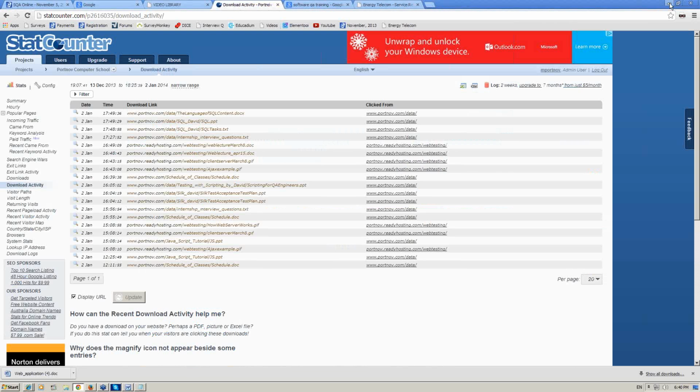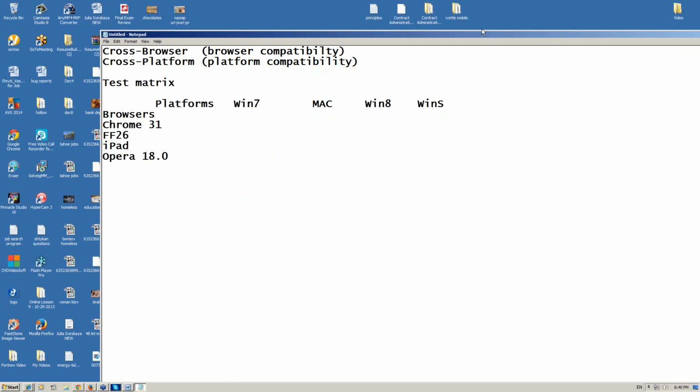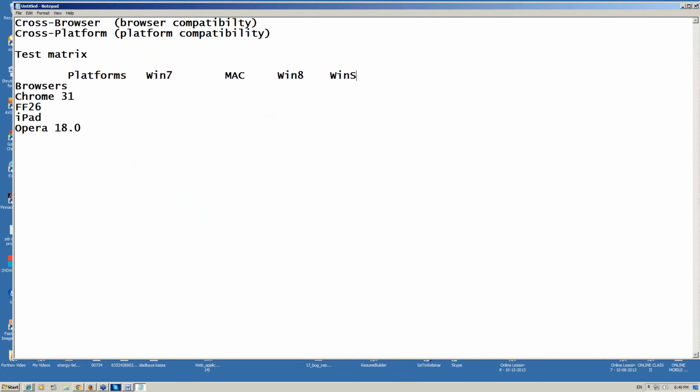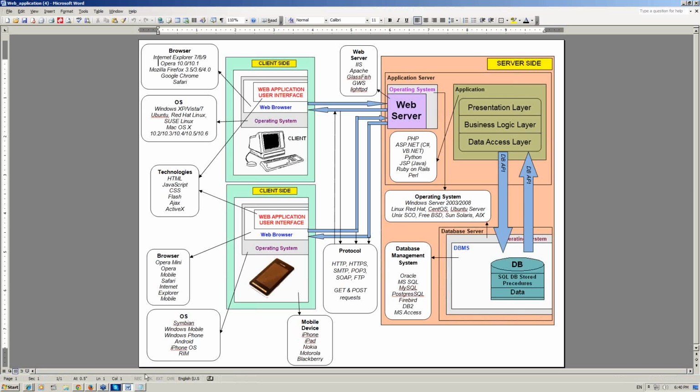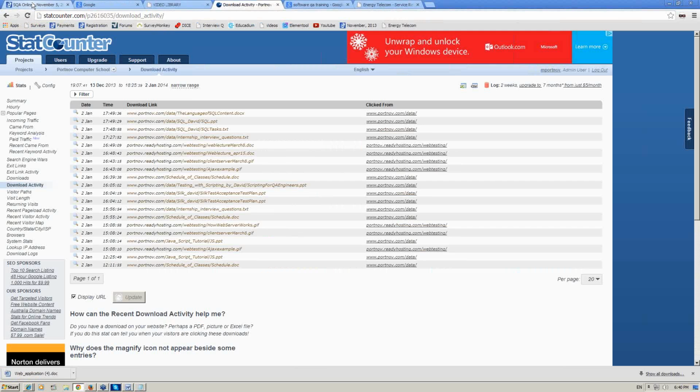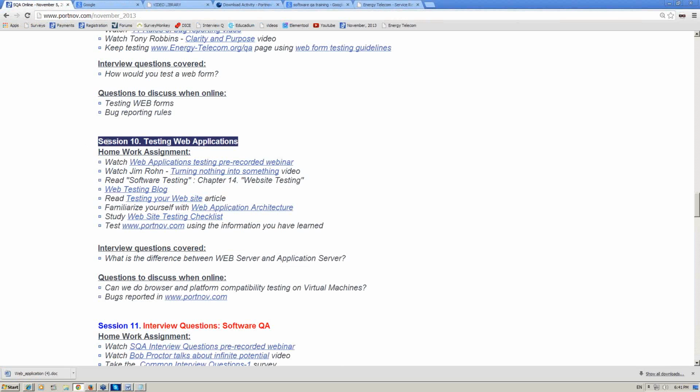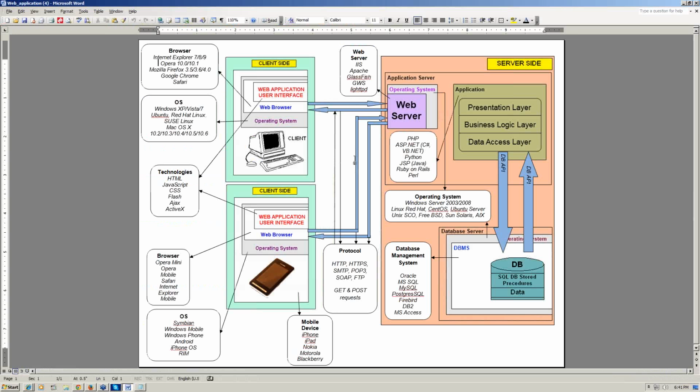Okay, next one is something related to the structure of web-based applications. I keep it in a Word file, but you know what? You have that Word file right here in session 10, under Web Application Architecture. If you click on it, you will download that file, the exact same one I'm using on my screen. So you don't need it right now, just watch what I have here.